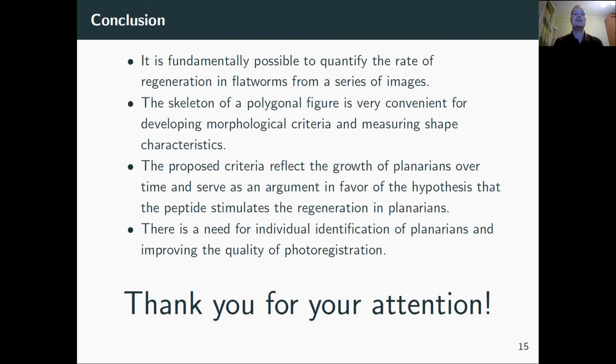As a result, a fully automated system for assessing the degree of regeneration of planarians was developed based on the analysis of the skeleton of a binary image. The experiments carried out confirmed the possibility of stimulating regeneration with the help of a peptide.